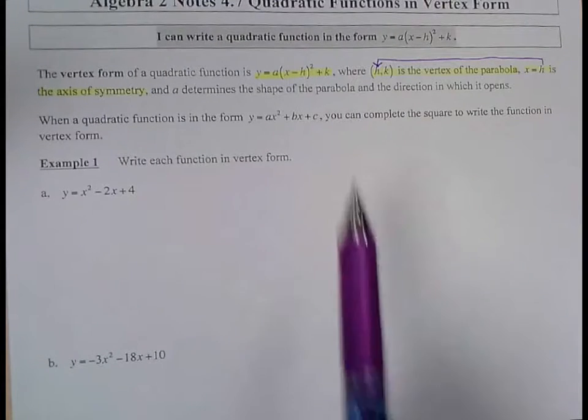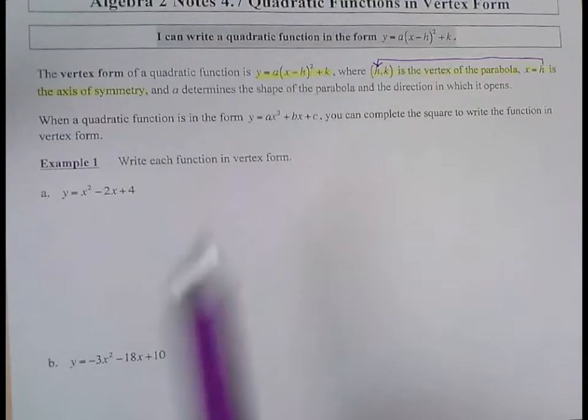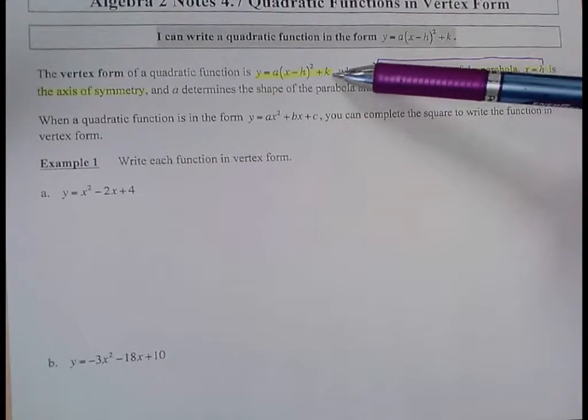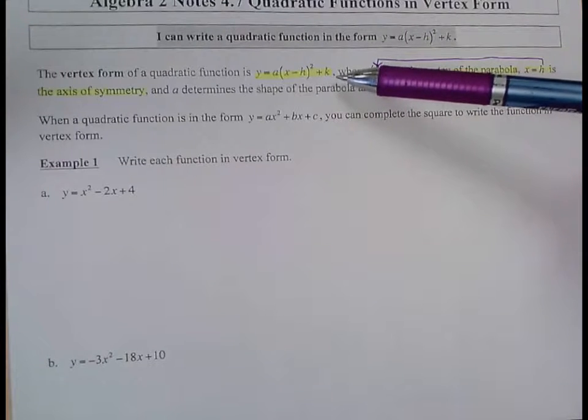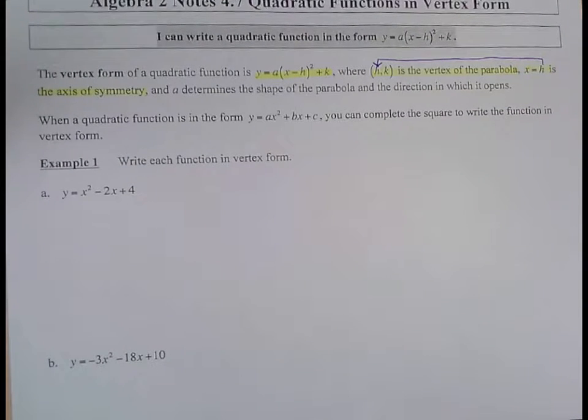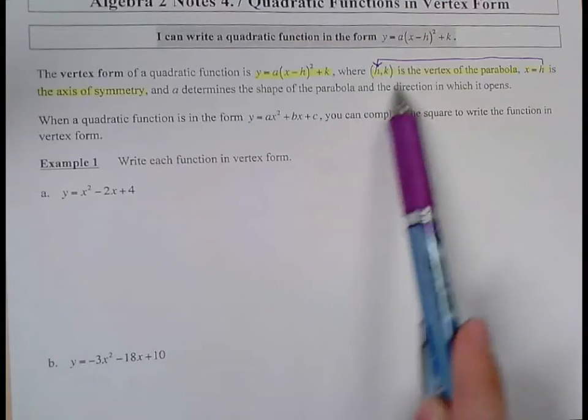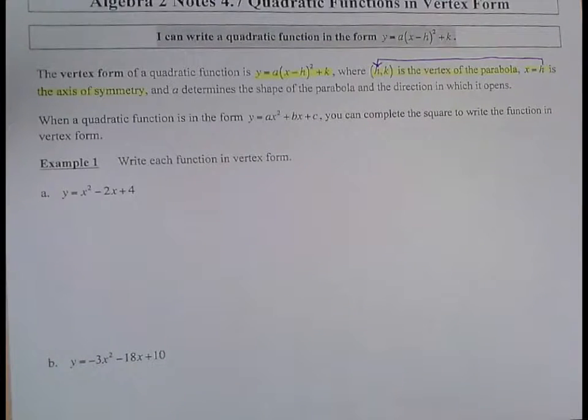This, though, not only will come up in this chapter, but I know Chapter 9 means nothing to you right now. When we get to Chapter 9 with conic sections second semester, we revisit parabolas because they are a conic section. We'll talk about what that is when we get there. But you will see this formula again in Chapter 9. So vertex form, why it's really helpful to us is you can easily see what your vertex is.